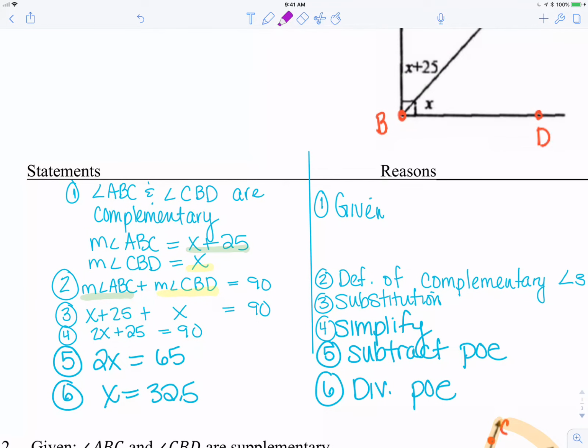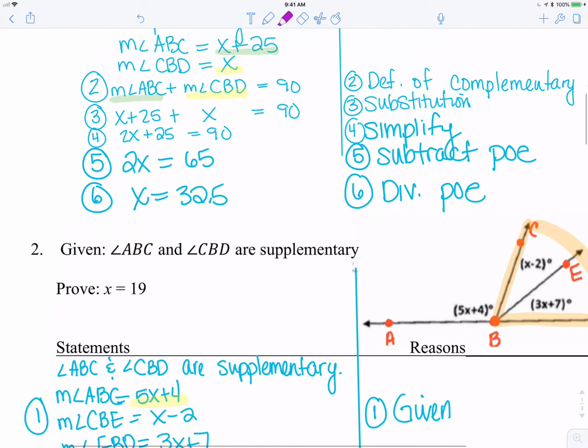Alright, and then it's solving the equation from there. You would start by simplifying, adding your like terms together. You get 2x plus 25 equals 90, so that's simplify. Step 5, after you've subtracted 25 from each side, you end up with 2x equals 65, so that's the subtraction property of equality. And then divide both sides of the equation by 2, and you get x equals 32.5, which is the division property of equality.